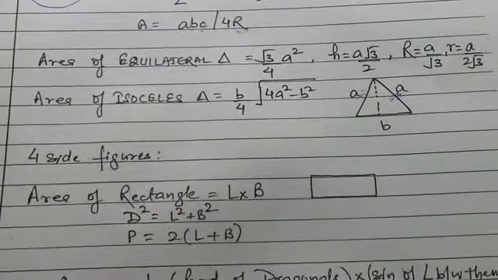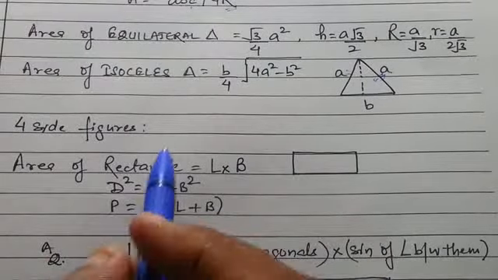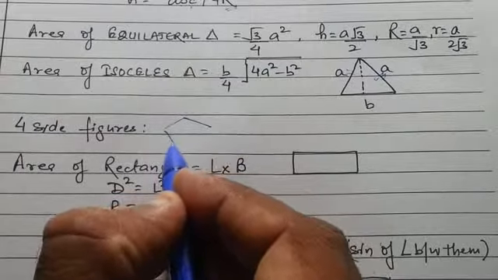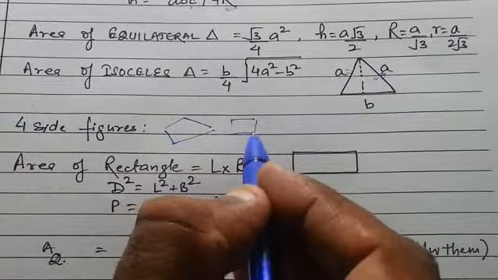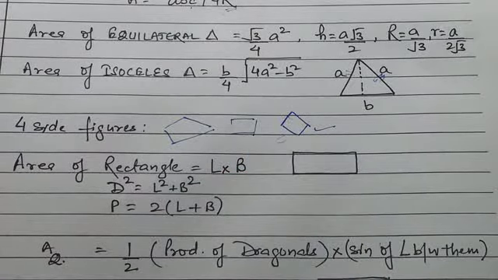Now, from these figures, I am coming to four-sided figures. So a figure bounded by four sides, it can be like this also, it can be like this also, it can be any figure. So we are talking of four-sided figures.